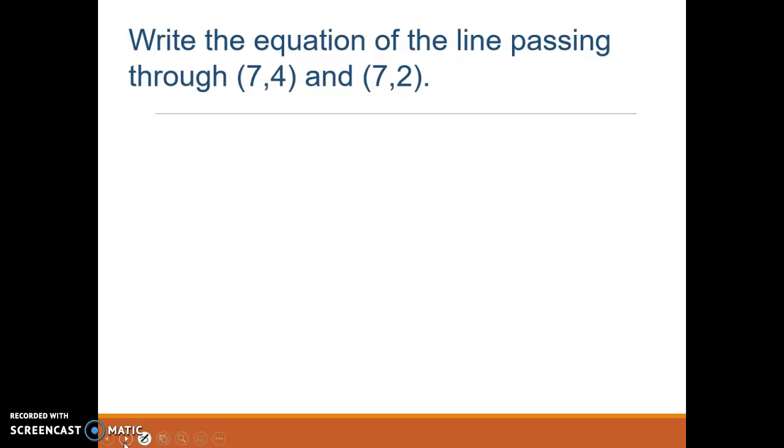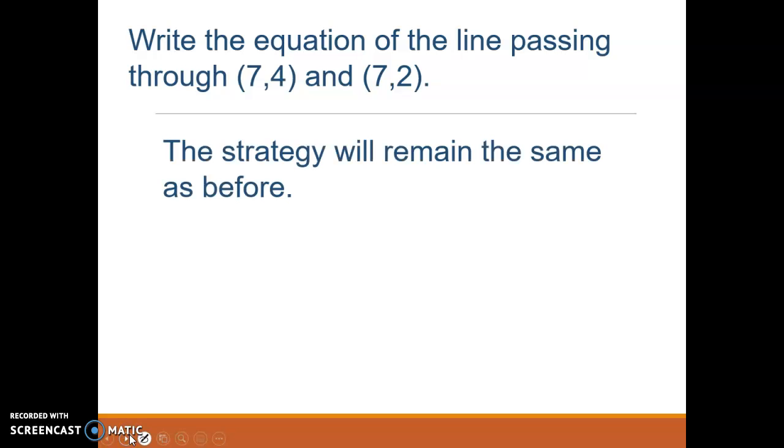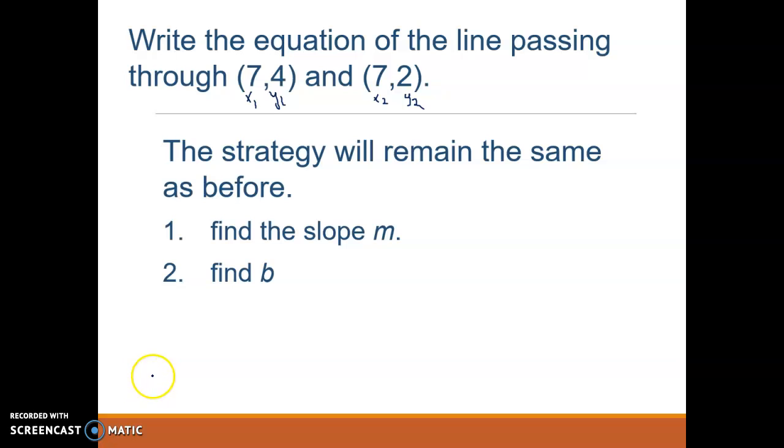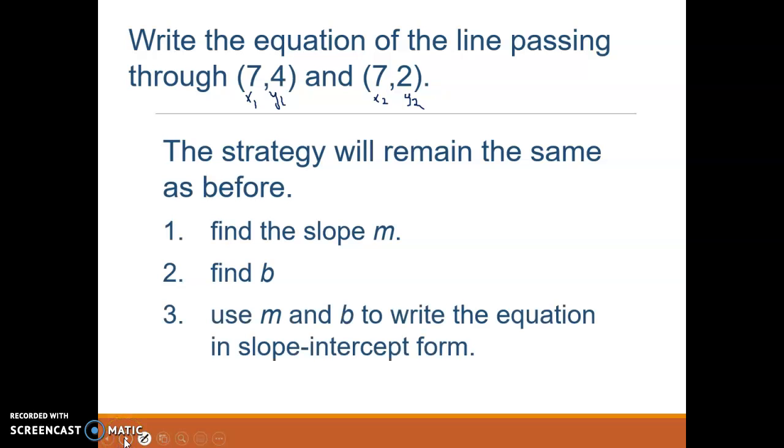Let's write the equation of the line passing through 7, 4 and 7, 2. And we're given 2 points here, so what's our strategy? The strategy is going to remain the same as before. The first thing we need to find is our slope. And so we're going to do that by labeling our x1 and our y1, our x2 and our y2. We'll then plug in those values to our slope formula, m equals y2 minus y1 over x2 minus x1. We'll then find the b by plugging in our slope and one set of coordinates, and use m and b to write the equation in slope-intercept form.